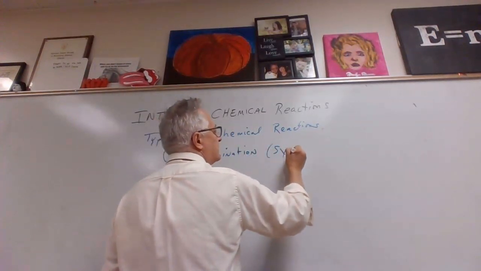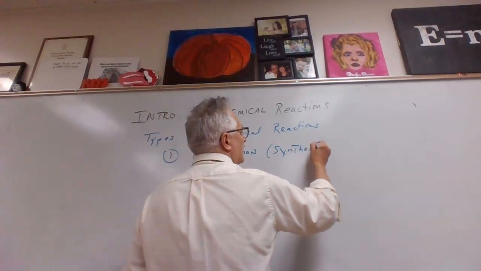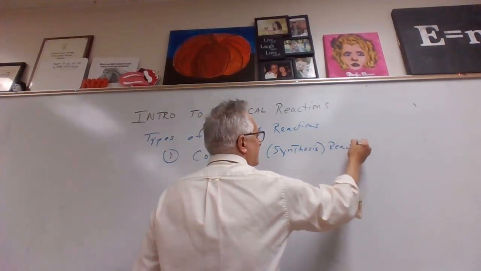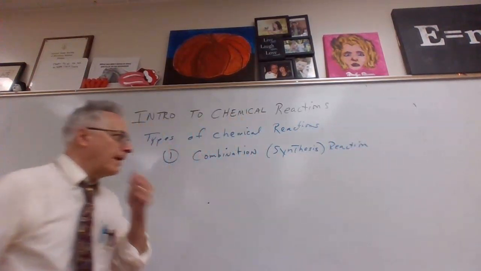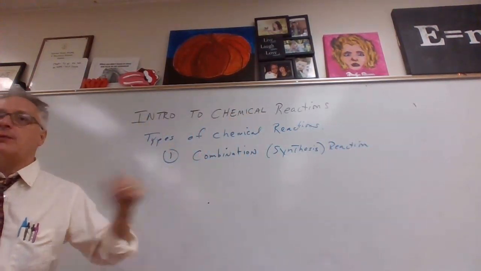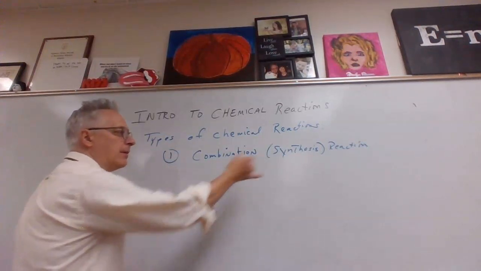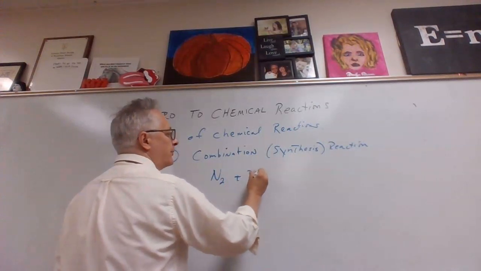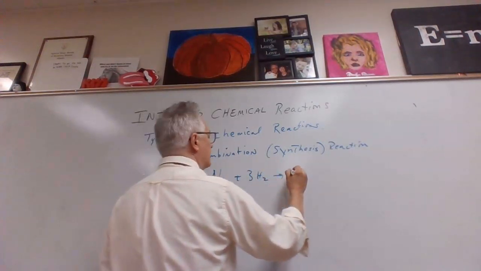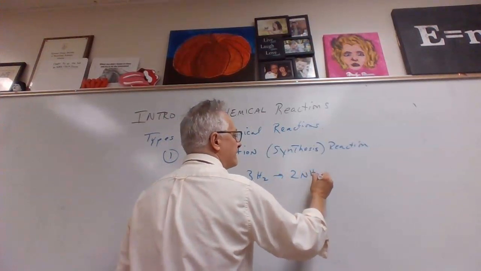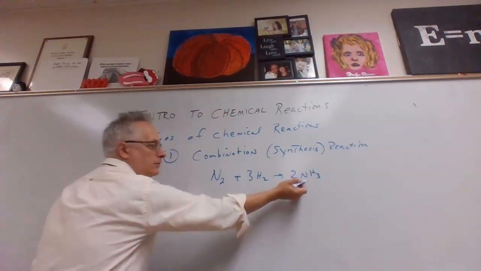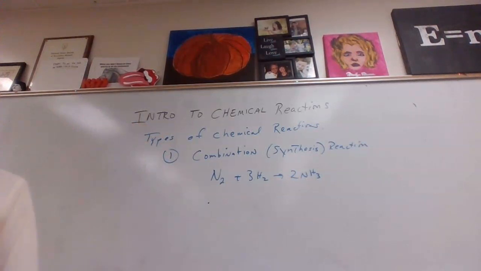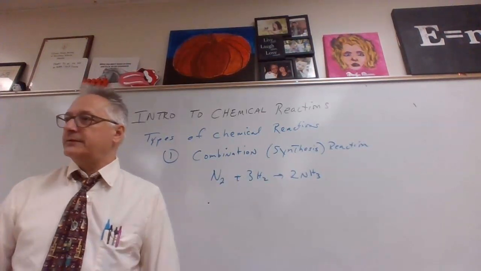Also called a synthesis reaction. Okay? Now, we already saw one. We just saw one as an example. Two things combine to form one thing. So we just saw one, N2 plus 3H2 to give 2NH3. Two things combine to form one thing. That's a combination. So you can immediately recognize one if you see something like this.